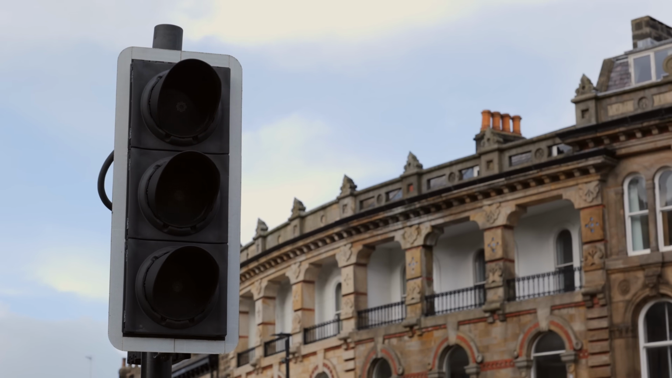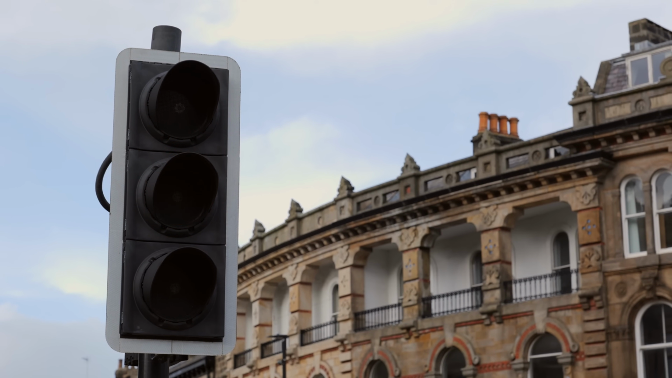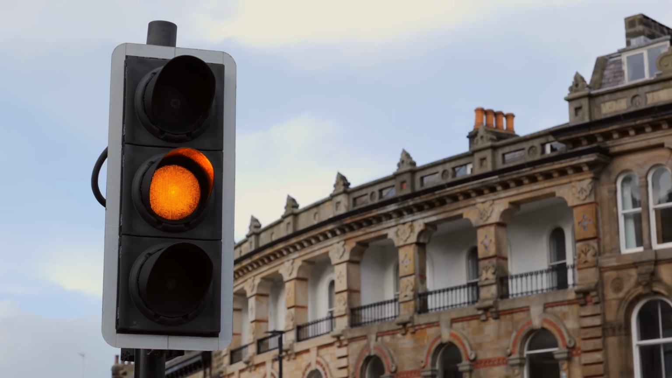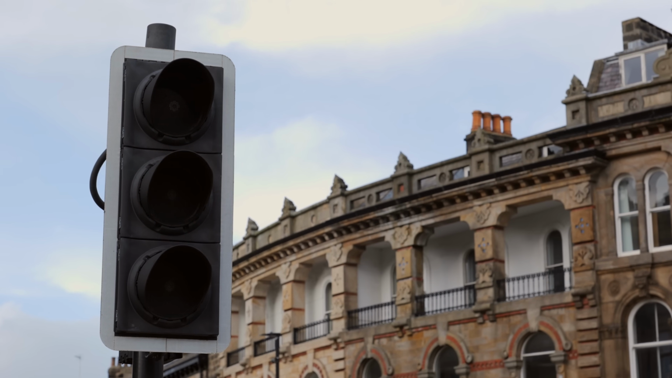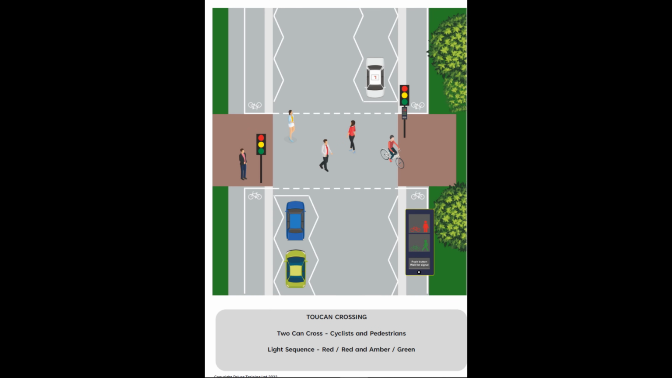So remember, with a pelican crossing, it's red, flashing amber, and then it will go to green. So on the flashing amber, as long as the crossing is clear and it's safe, you can go.